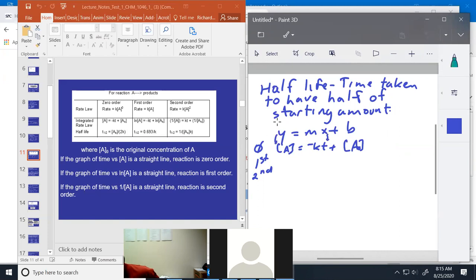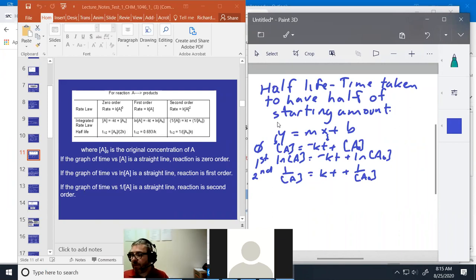For first order, it's ln[A] equals negative kt plus natural log of [A]0. And for second order, it's 1 over [A] equals kt plus 1 over [A]0. Okay, so it's the same kind of deal for each of these. The y value is what's on the left side of the equal sign, and the x value is time in each case. All right, does anybody have any questions so far?